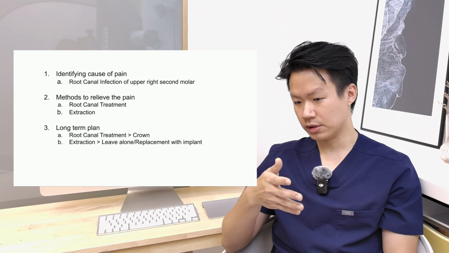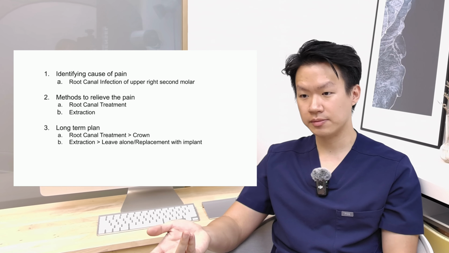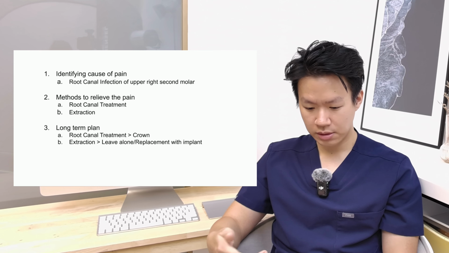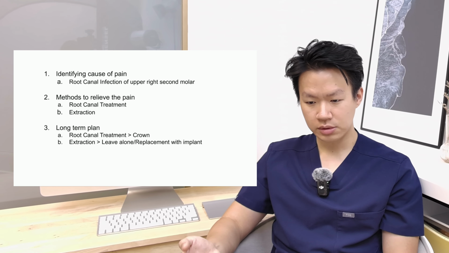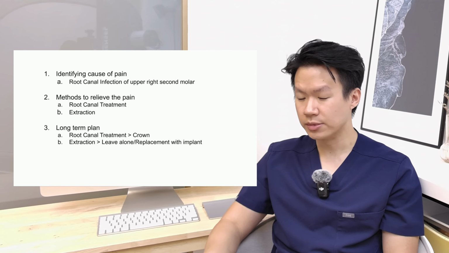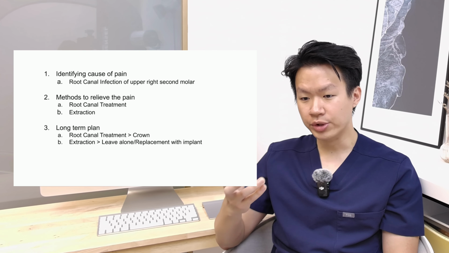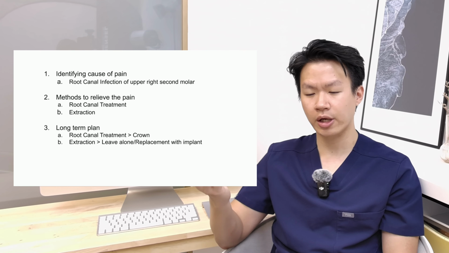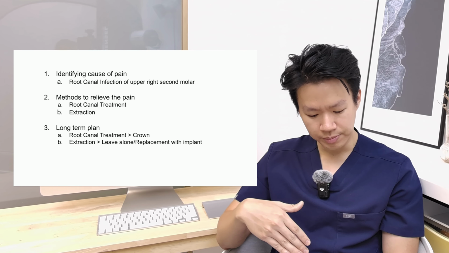Now we move on to the methods to help her relieve the pain. Essentially for this case, it boils down to two main ways. One way is to attempt to complete the root canal treatment, and by doing so, you are reducing the extent of the bacterial infection within the tooth, which will help to relieve the pain. The other option would be an extraction.